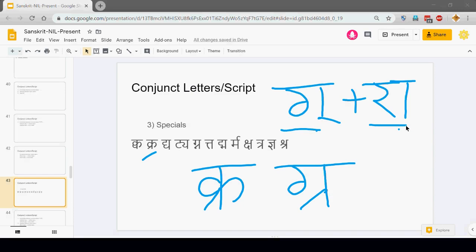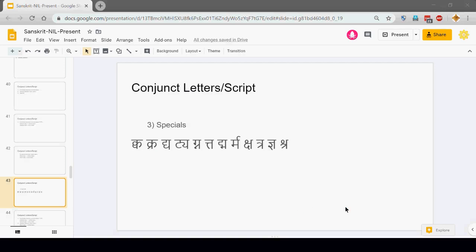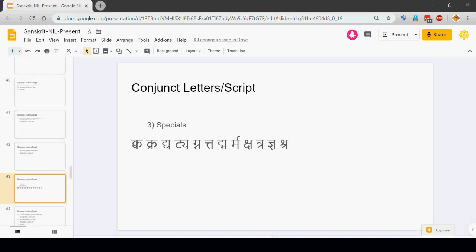But while we write in the conjunct form, we write this gra first, and then we put one vertical line to show that there is a vowel after gra. So together the pronunciation becomes gra. First the consonant part ga, and then there is a ra part. So we'll see some examples today.